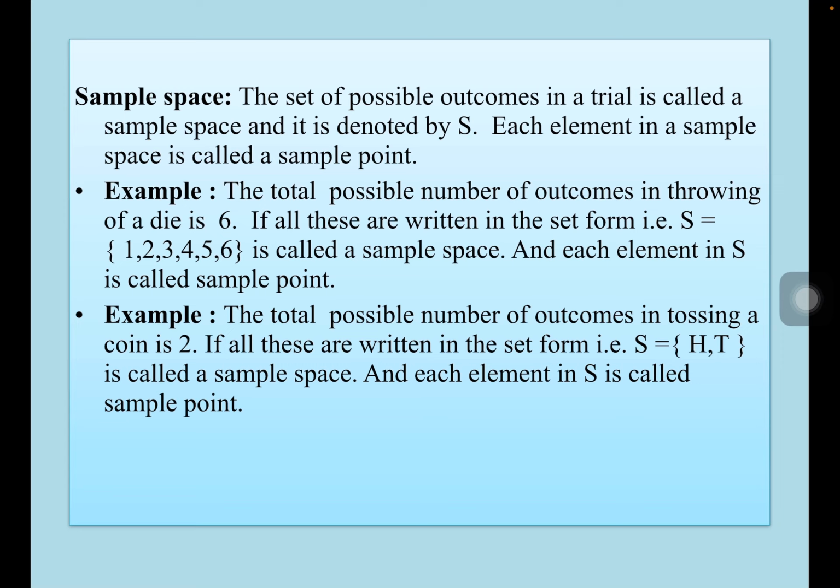In the same way, total possible number of outcomes in tossing a coin is 2. Therefore, S is equal to H and T. Each element is called sample point.